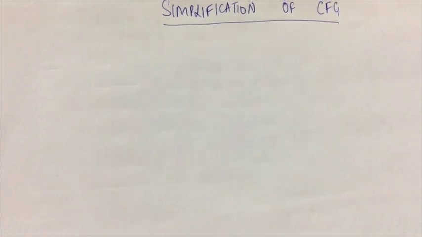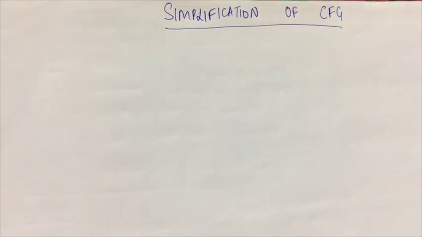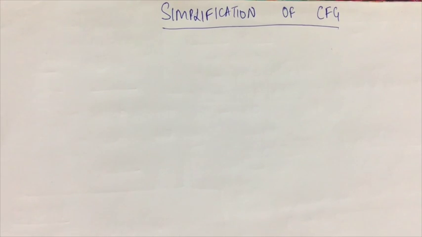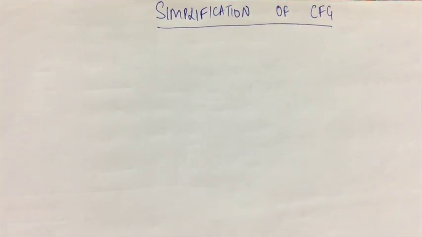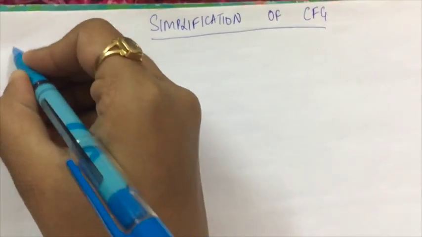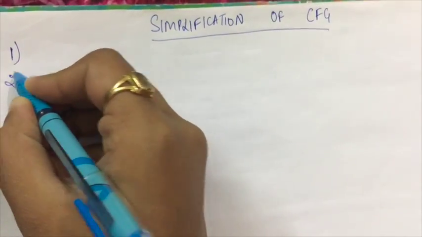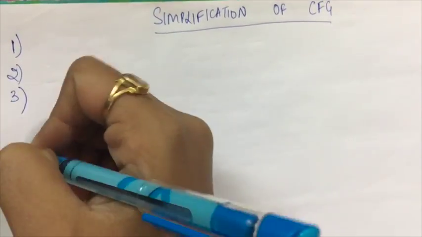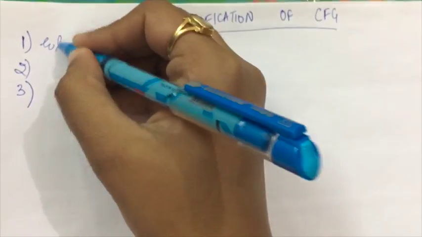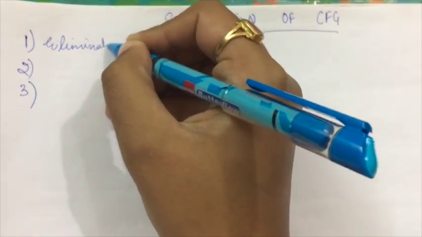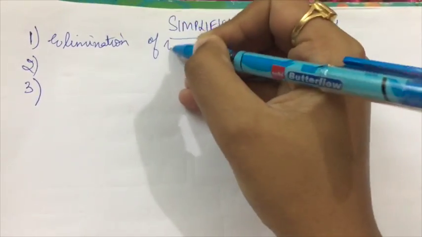Okay, so today we are going to study the simplification of a CFG. What is CFG? CFG is the context-free grammar that we've discussed in the previous lessons. Okay, so there are basically three rules for the simplification of a CFG, or you can say there are three types of reductions that we do. The first is the elimination of what? Of the useless symbols.